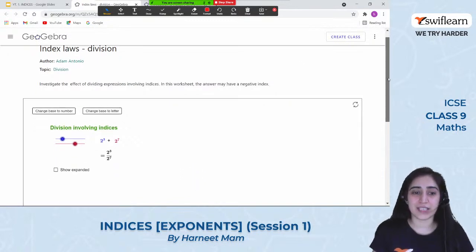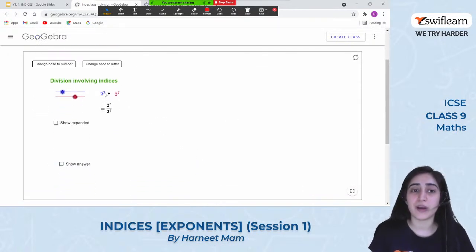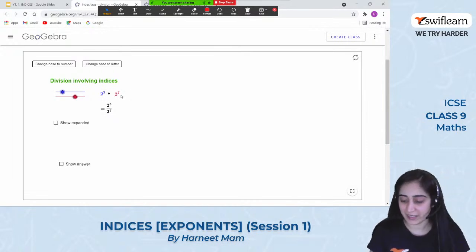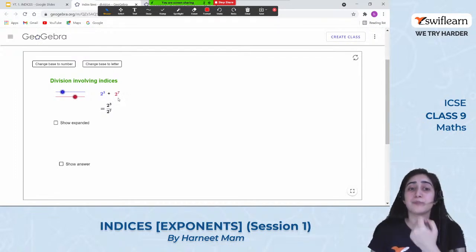Okay, so now let's see, what does it say? 2 raised to the power of 3 minus 2 raised to the power of 7. So what will be the answer, guys? Anyone who knows? So 2 raised to the power 3 divided by 2 raised to the power of 7.